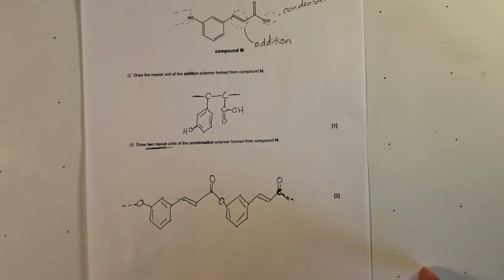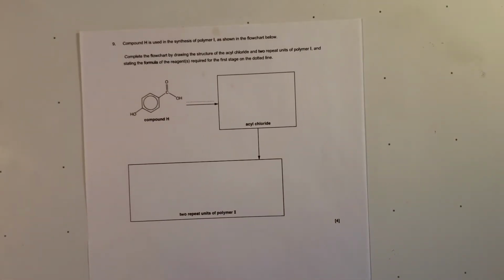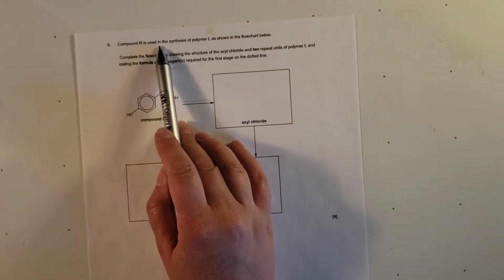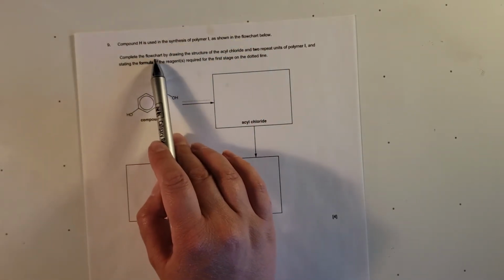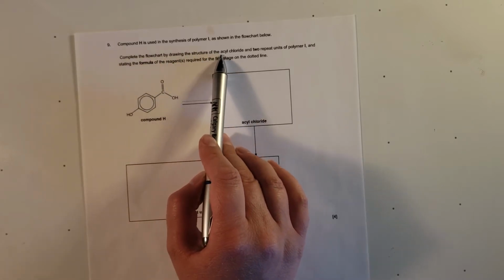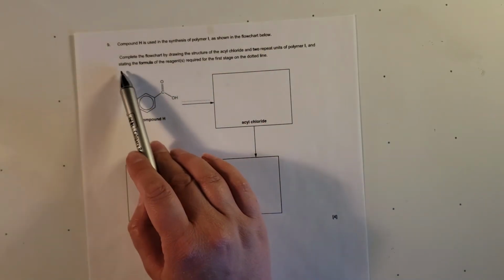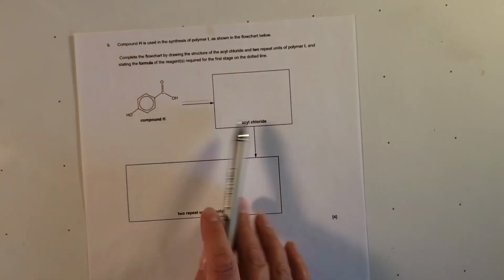All right, last question. So this is a bit of a combination of a synthesis and then also looking at polymers. Okay, so compound 9 is used in the synthesis of polymer 1, as shown in the flowchart below. Complete the flowchart by drawing the structure of the acyl chloride and 2 repeating units of polymer 1, and stating the formula of the reagents required for the first stage.